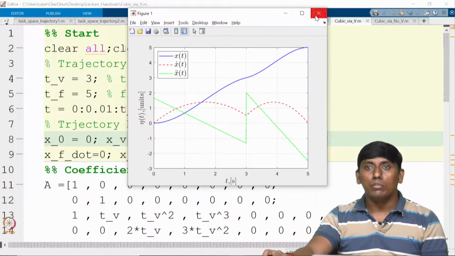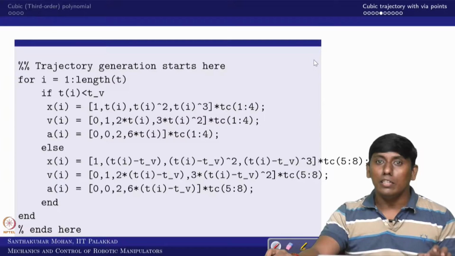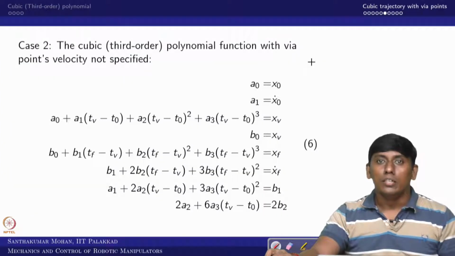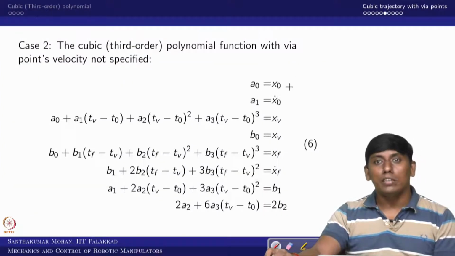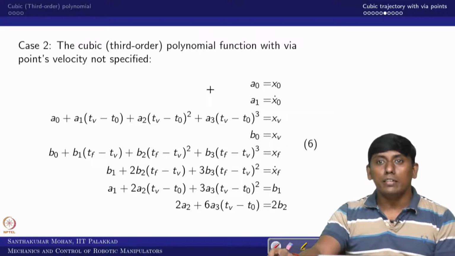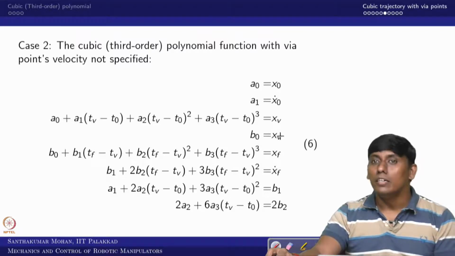Now coming back to the slide, where the via point velocity is not specified, what would be the scenario? In that case there would be three considerations: x naught is given, x dot naught is given, which are the initial position and velocity, and only the via point position is known. The final position and velocity are obtainable. From that you will get 6 equations, but the three considerations involved are indirect. b naught equals xv is straightforward, however b1 and b2 we need to calculate.